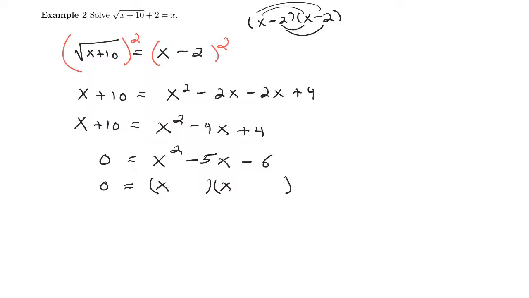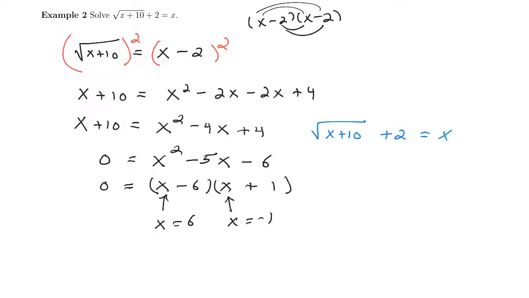Let's see, and it does. I get negative 6 and a positive 1. That multiplies to negative 6, adds to a negative 5. And from here, I can see that 6 appears to be a solution, and then from here, that negative 1 appears to be a solution as well. So there we go, right? Two solutions to my original equation of the square root of x plus 10, plus 2, is equal to x.